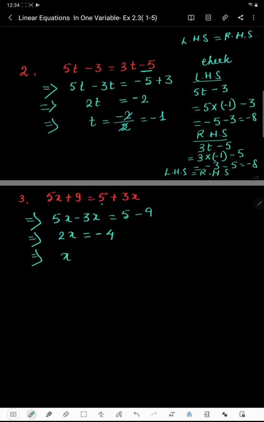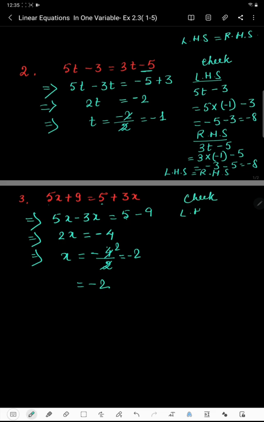Now the value of x will be, since it is 2 multiplied by x, after coming to the right hand side it will be division. So minus 4 will be divided by 2. So 2 2s are 4. So the value of x will be minus 2. Now let's check.